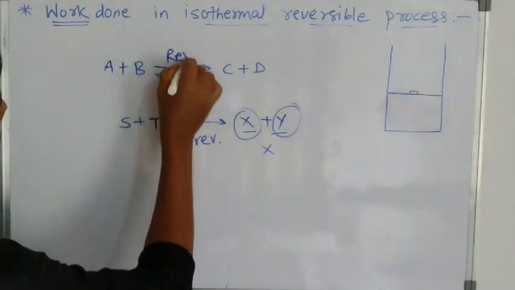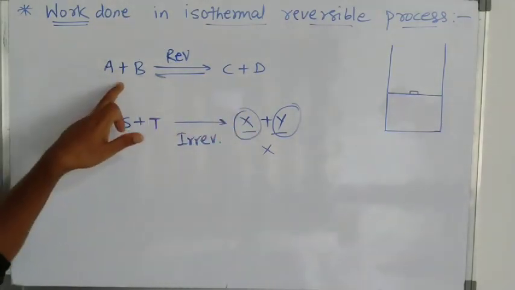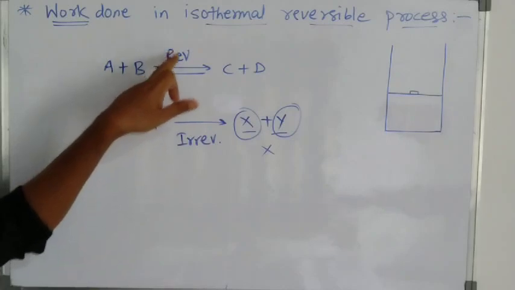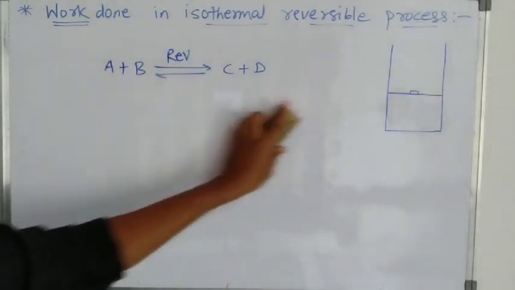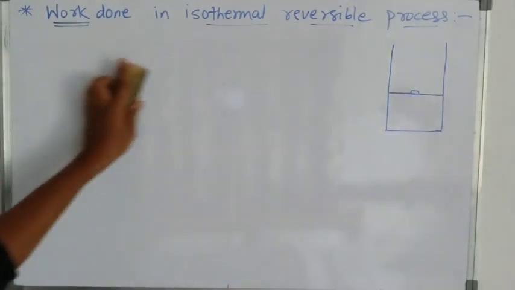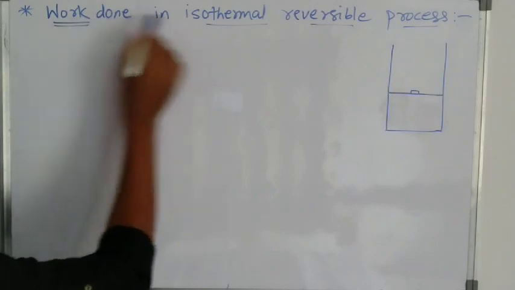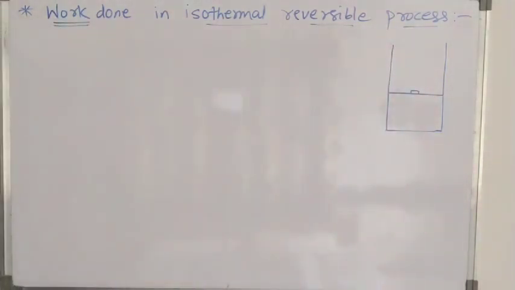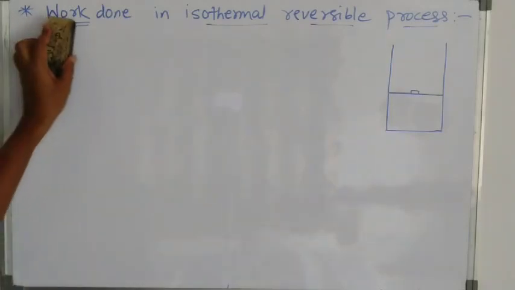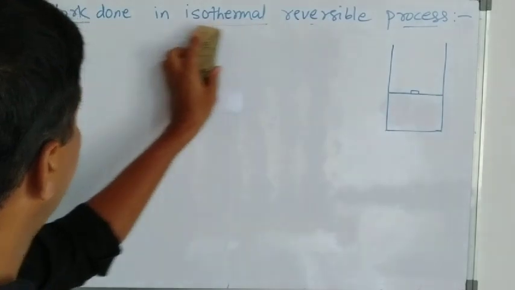And the process in which product molecules react among themselves and are converted back into reactant molecules, such reactions are called reversible reactions. And hoping you have understood each term, work done, isothermal and reversible process, let us proceed further to discuss the concept in detail.